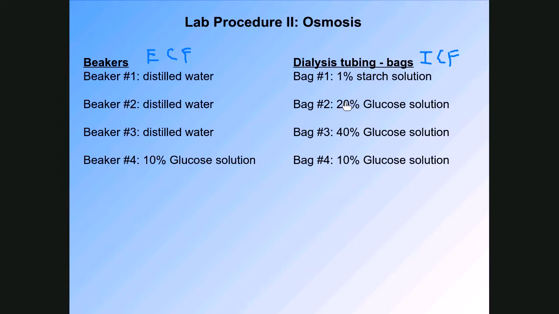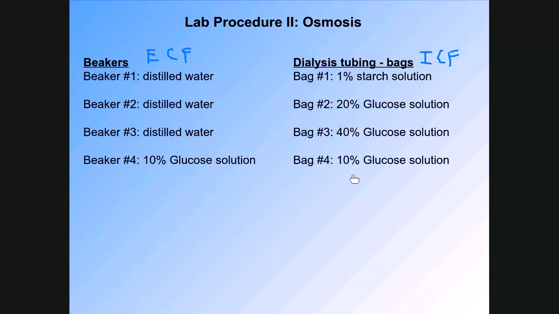The reason why we do 20% glucose to 40% glucose is to demonstrate that the greater the difference in solute concentration between the ECF and the ICF, the greater the amount of water that will move towards that higher solute concentration. Now if you look at these two here, the ECF is going to be made up of 10%, the ICF is going to be made up of 10% also. So if you notice, the concentration of solute in the ICF is the same as in the ECF. Therefore, these two solutions are simply at equilibrium.